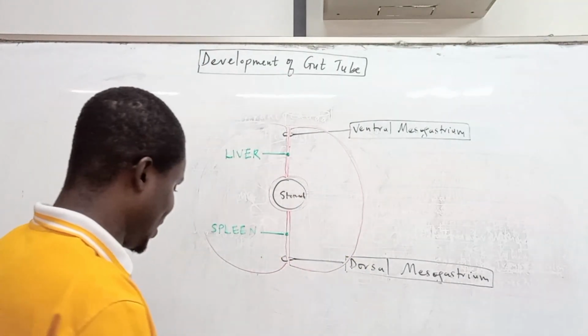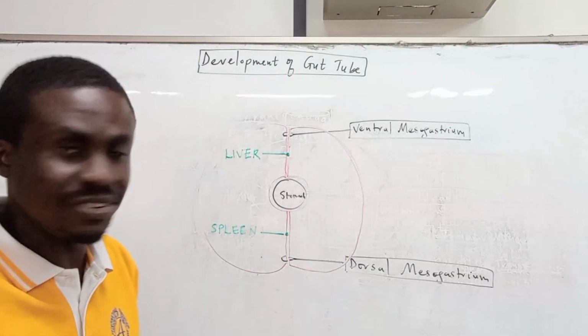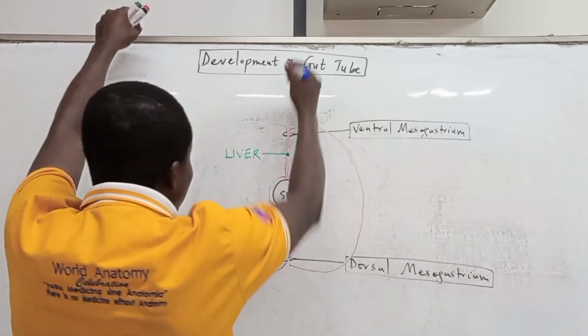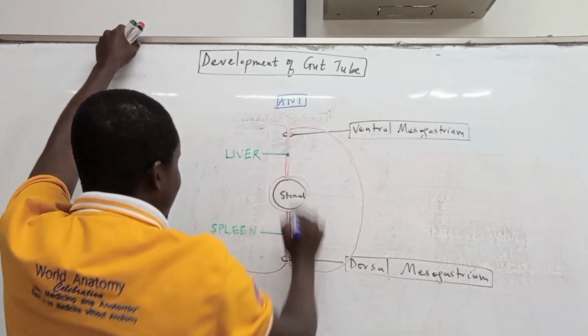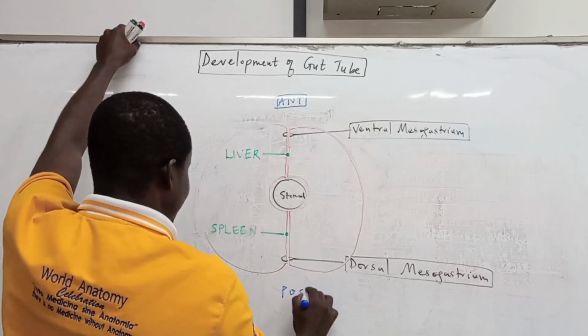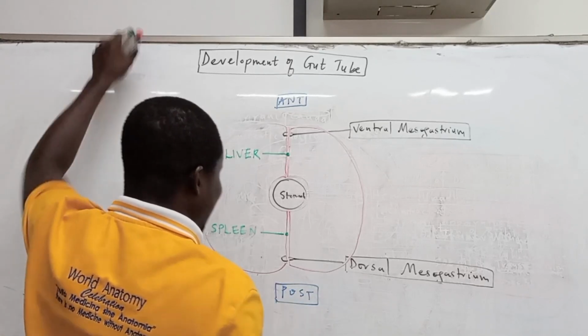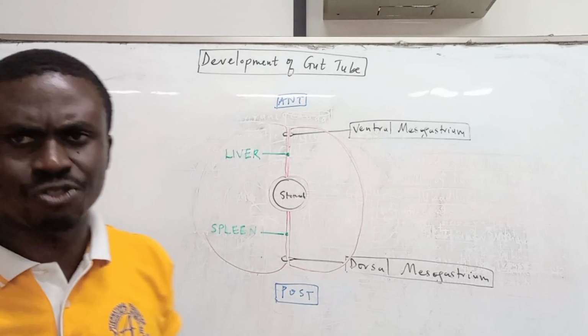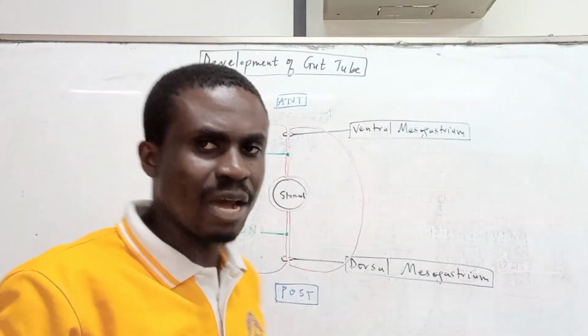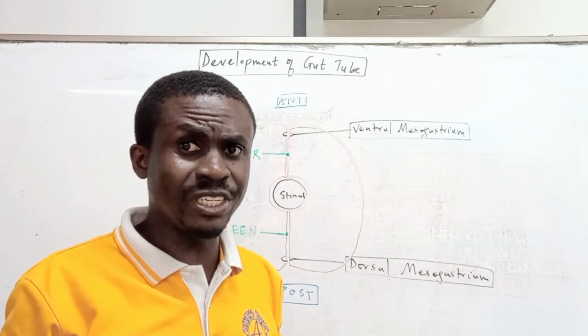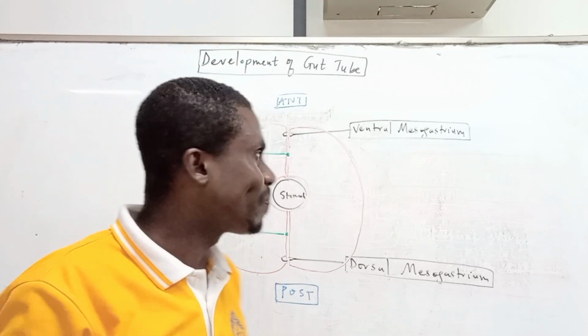So it means that this area is anterior, this is the ventral, anterior. And then this area is posterior. Don't forget that we are doing the gastrointestinal tract, and we are in the region of the abdomen. The stomach is in the abdomen. So I want you to appreciate this, and then let's think through it.